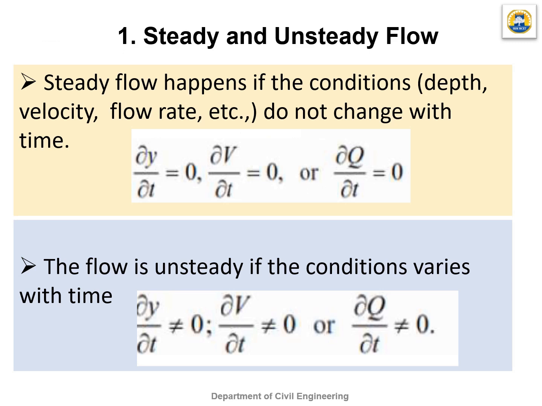The steady and unsteady flow classification is based on time. Steady flow happens if conditions like the depth, velocity and flow rate do not change with respect to time. And the flow is unsteady if the conditions vary with time.